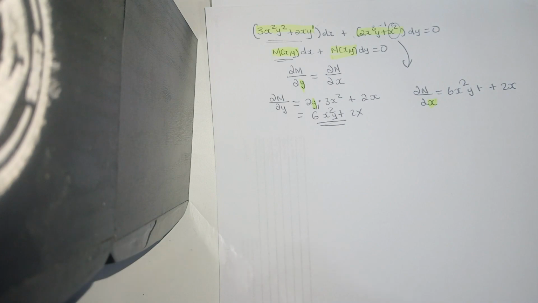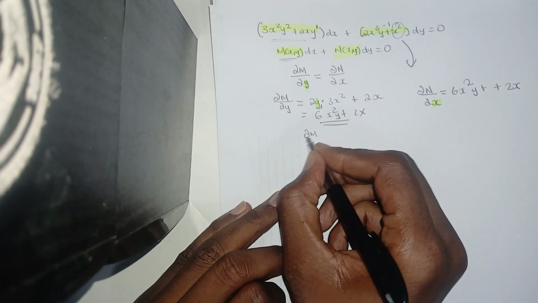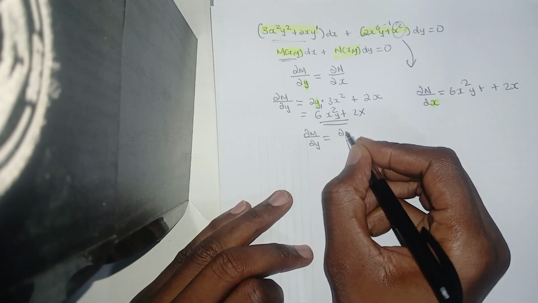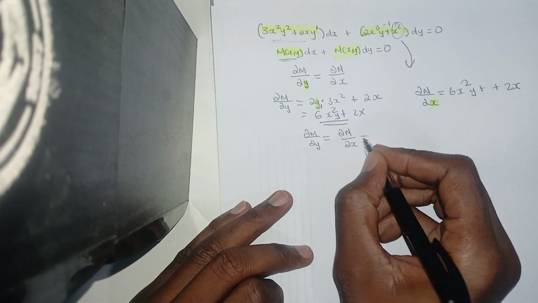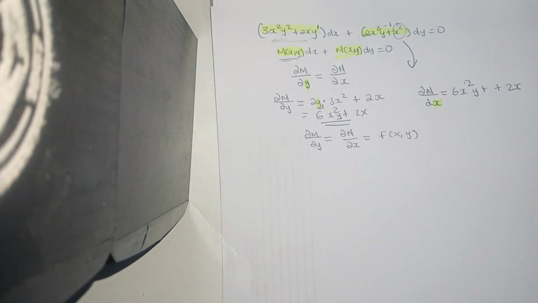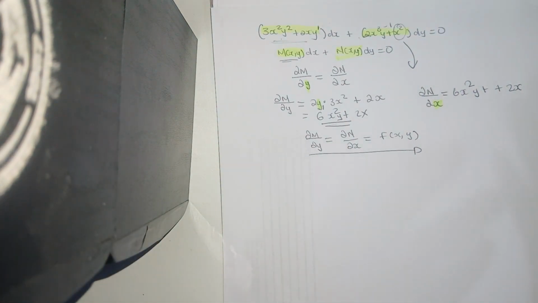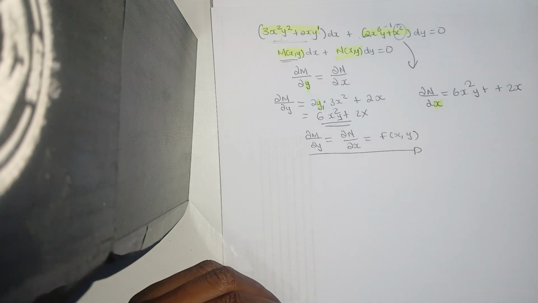So now it's proper. We have found that ∂M/∂y is equal to ∂N/∂x. This is equal to the function. So that means this one is exact, right? Exactly, right? Now we are done proving the exactness, so we have to go to the method of solution, right?